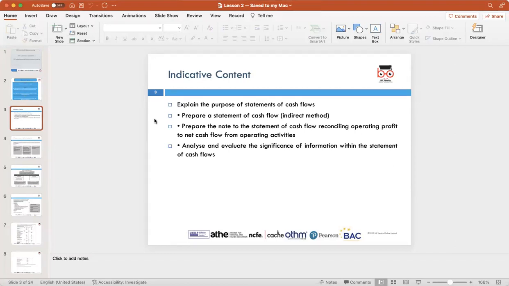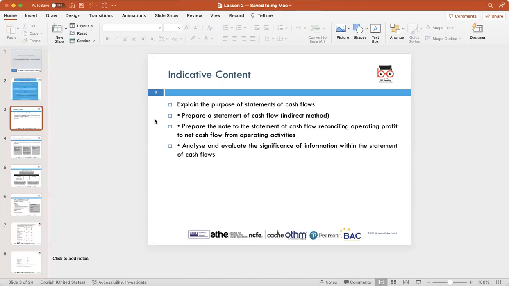A statement of cash flow is like a financial report that shows how much actual cash your business brought in and spent during a specific time, normally a year. It's a way to understand if your business is not only making profit but also managing its cash effectively.